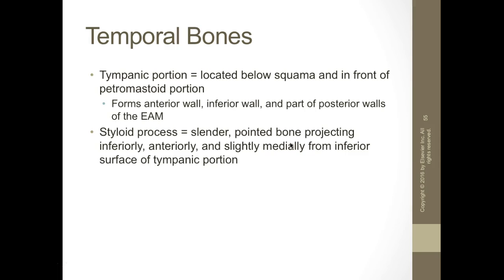The tympanic portion is located below the squamous and is in front of the petromastoid portion. So it forms the anterior wall, inferior wall, and part of the posterior wall of the EAM. The styloid process is a slender, pointed bone projecting inferiorly, anteriorly and slightly medially from the inferior surface of the tympanic region. And you'll need to know that because that's where some muscles attach.